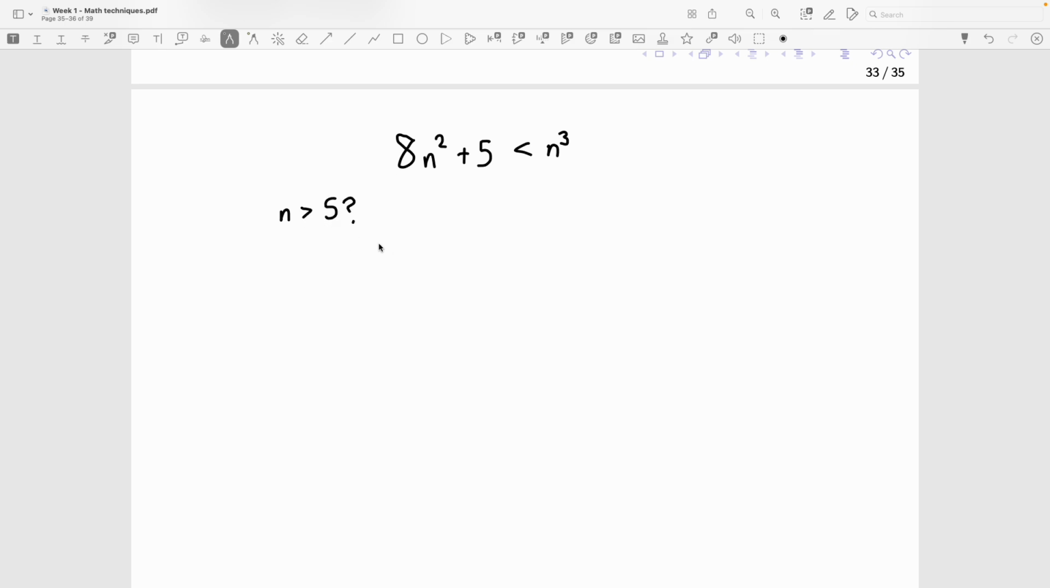So maybe n is greater than 5, similar to that n greater than 20 approach from last time. Then we could say 8n squared plus 5 is less than 8n squared plus n.